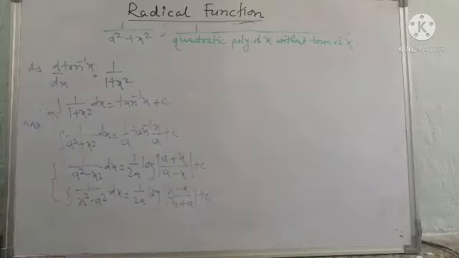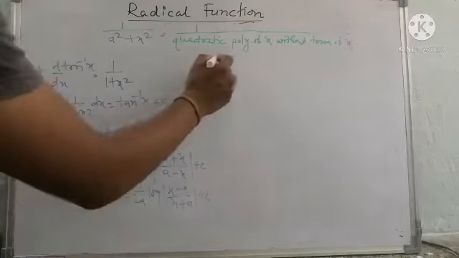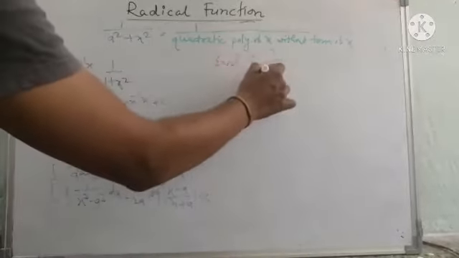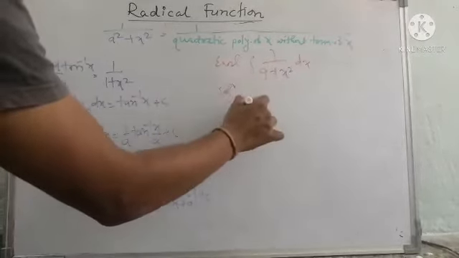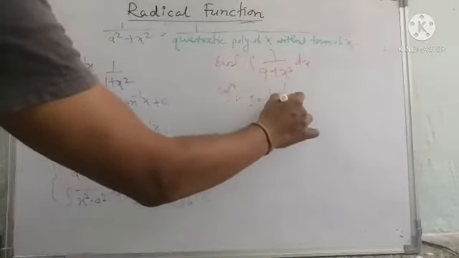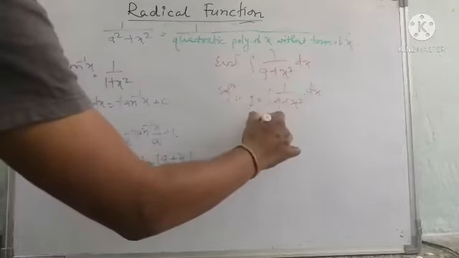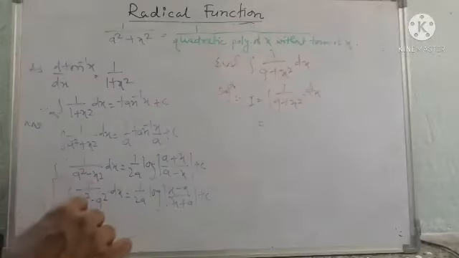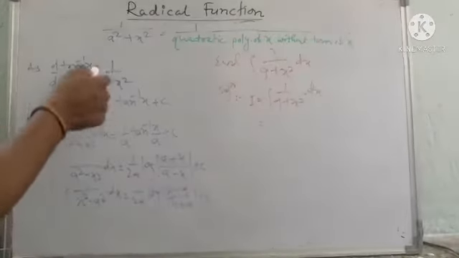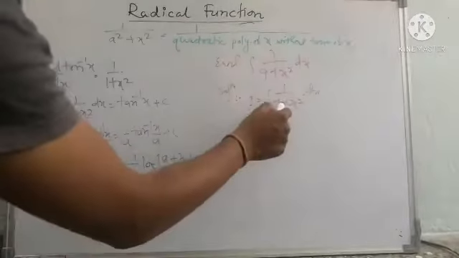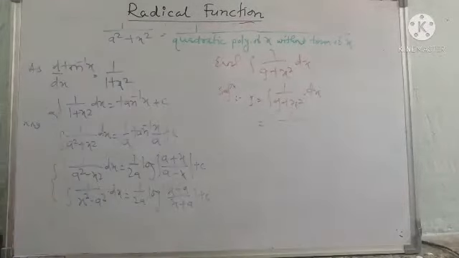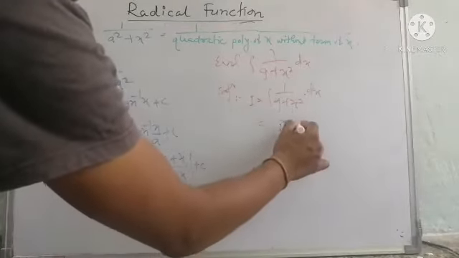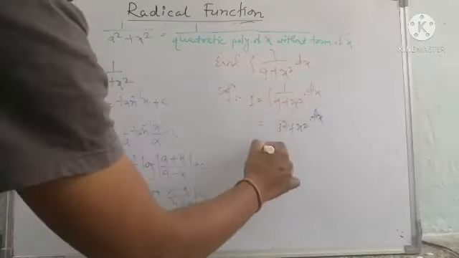Okay, we have to move to solved examples. The first example is to evaluate the integration of 1 upon 9 plus x square with respect to x. Solution: let I be the given integration of 1 upon 9 plus x square. As we see here, 1 is in the numerator and in the denominator is a quadratic polynomial having no term of x. So this is a standard form of radical. As 9 is a constant, we always put the constant in a square. So 9 is the square of 3, so 3 square plus x square into dx. So here a is 3.